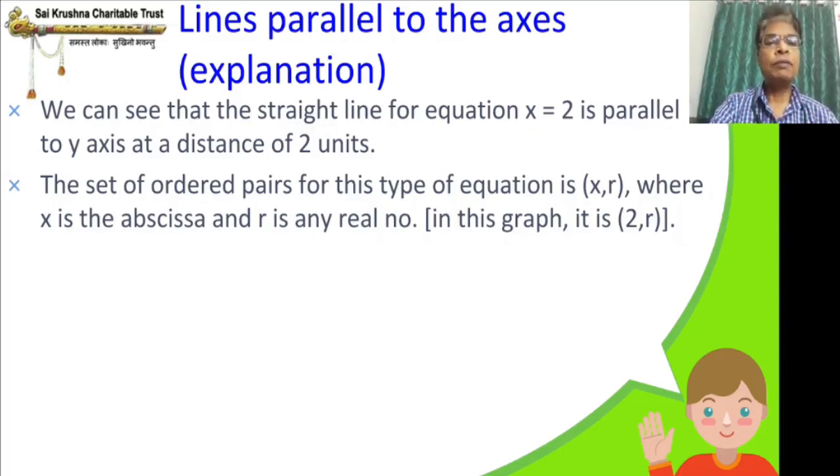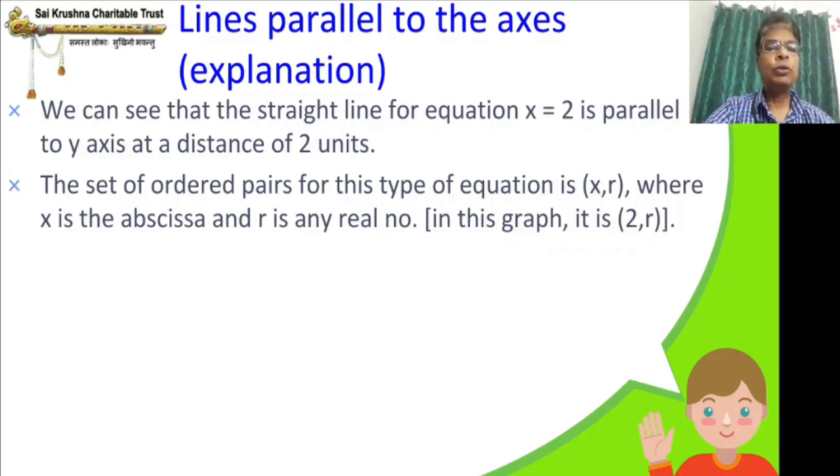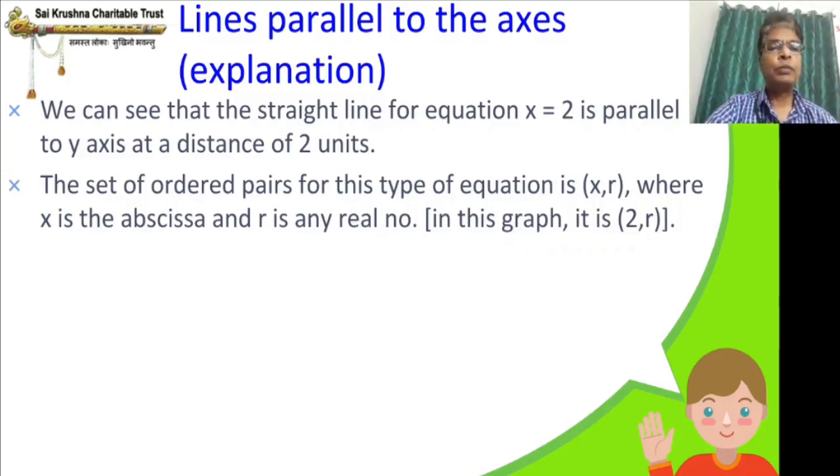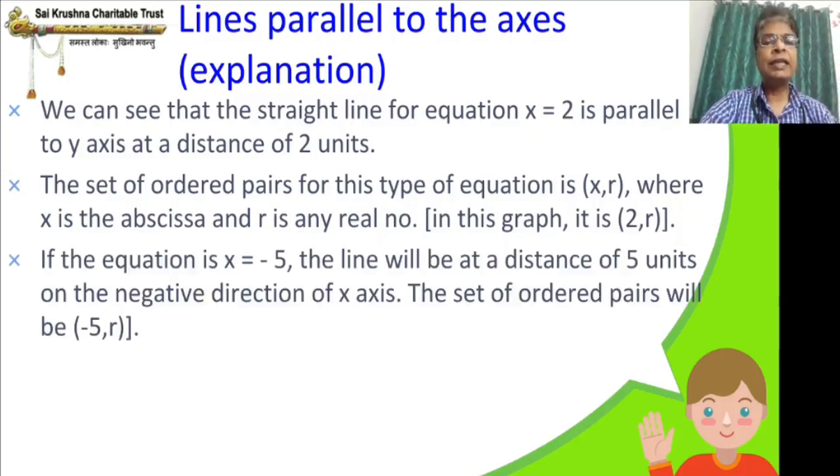Whatever the value of x in the equation, instead of x equal to 2, it will be the value of x only. Here x equal to 2, so x is 2. Suppose you take x equal to 5. Let me see the next line. Yes, if the equation is x equal to -5, the line will be at a distance of 5 units in the negative direction of the x axis. The set of ordered pairs will be (-5, r). Hope it is clear now.